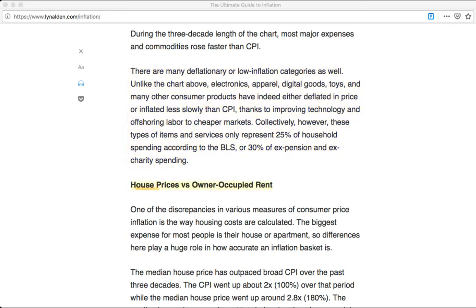House prices versus owner-occupied rent. One of the discrepancies in various measures of consumer price inflation is the way housing costs are calculated. The biggest expense for most people is their house or apartment, so differences here play a huge role in how accurate an inflation basket is.